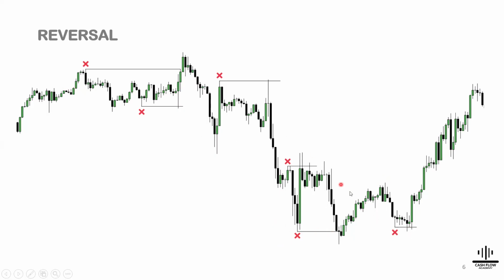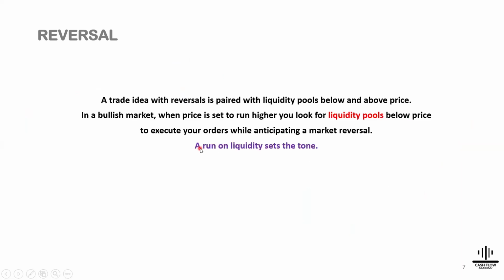So here's a very good example of price reversal being paired with liquidity pools. So once price purges this liquidity, it forms what? A trade idea. Other things you can combine to form as confluences to help you know when to take a trade. Another very good thing is if you have a good entry model, you go down to a smaller time frame to look for a confirmatory entry to let you know that price is ready to go higher. So a trade idea with reversals is paired with liquidity pools below and above price.